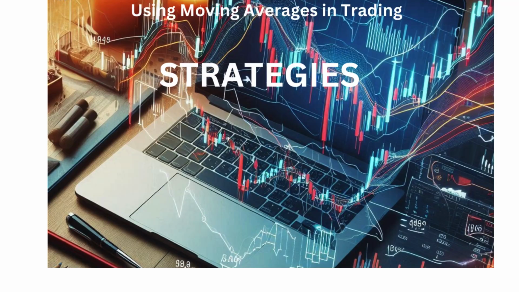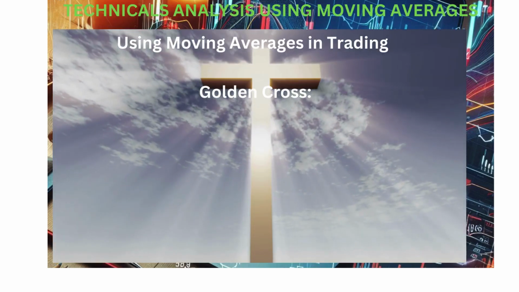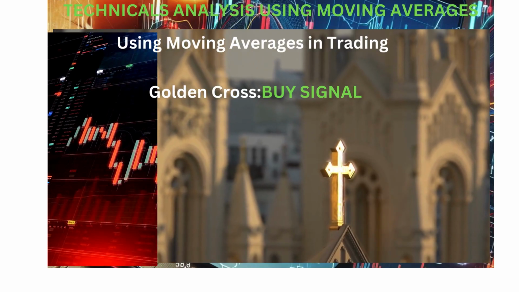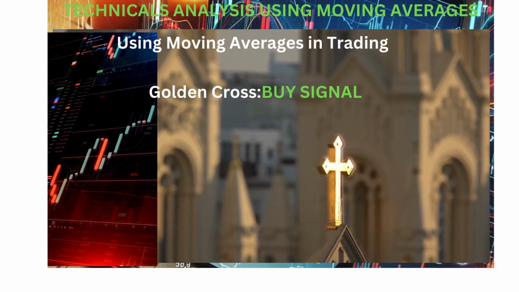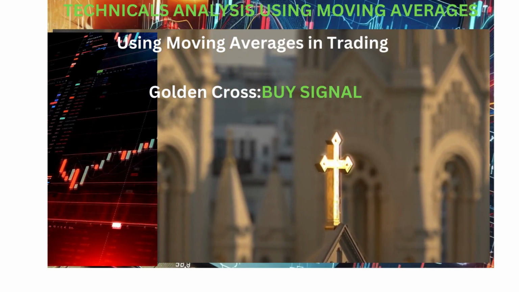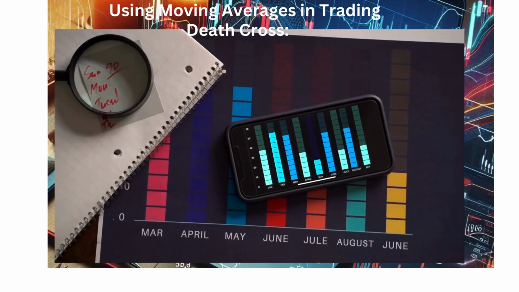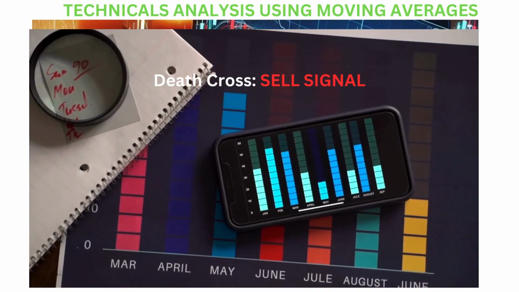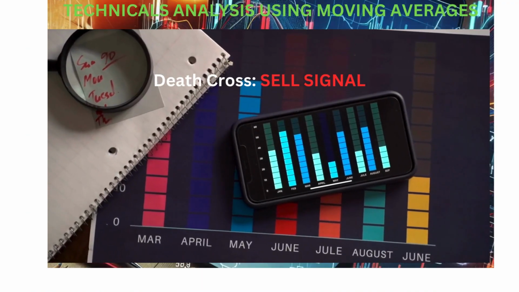4. Using moving averages in trading. Let's glance at the crossover strategies. Golden cross: short-term moving average crosses above long-term moving average, indicating a potential buy signal. Death cross: short-term moving average crosses below long-term moving average, indicating a potential sell signal.